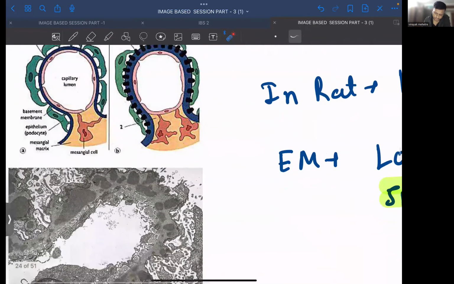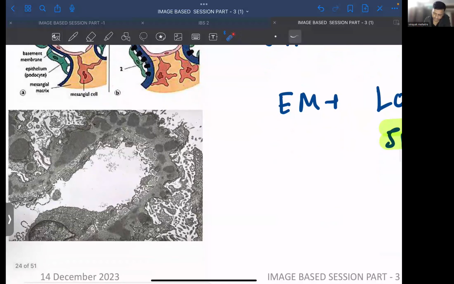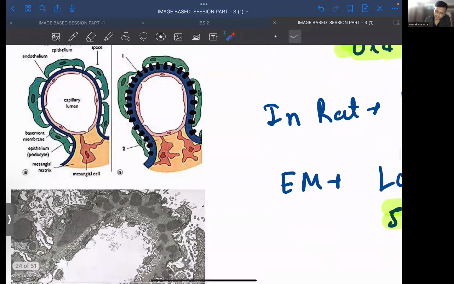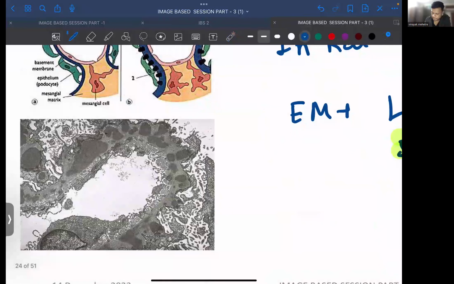And if you take a look over here, the podocyte has lost its foot from the base. This podocyte is going to lose its bases. This is what we call loss of foot process. Okay, the image is not going to come in color. The image will be black and white. The image is of electron microscope.